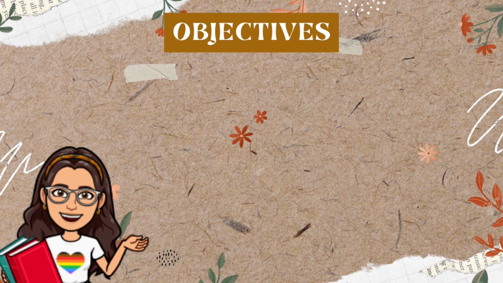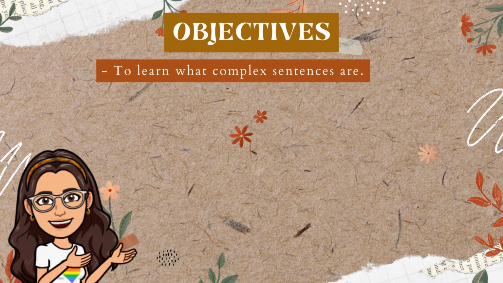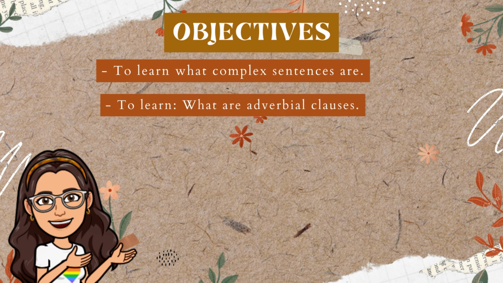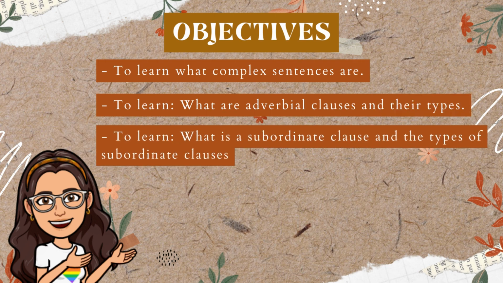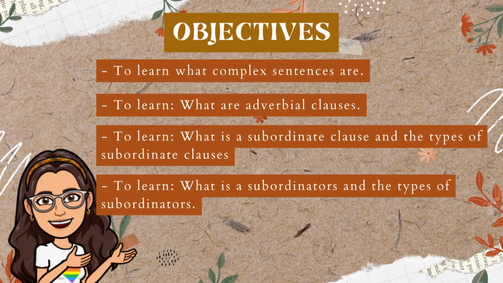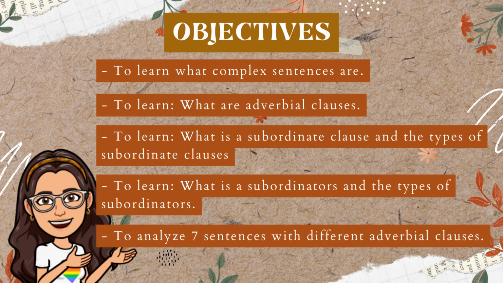The objectives of this video, as I said before, are to learn what complex sentences are, what are adverbial clauses, and the different types of adverbial clauses, what is a subordinate clause and the types of subordinate clauses, what is a subordinator and the types of subordinators, and to analyze 7 sentences with different adverbial clauses taken from the book previously mentioned.